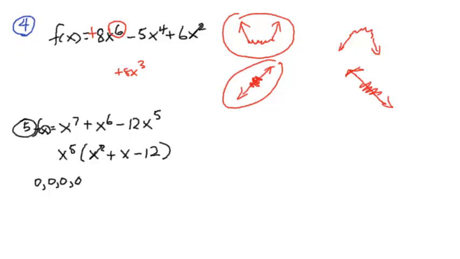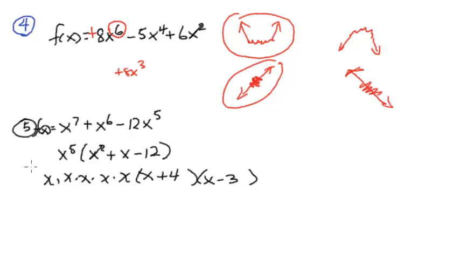Or, I'm sorry, let me back up here. Those are my zeros. They didn't ask for the zeros, they asked for the factors. So the factors are x times x times x times x times x times, and this can be factored to x plus 4 and x minus 3. So those are my factors. If they asked for the zeros, then I would have had 0, 0, 0, 0, 0, and negative 4 and positive 3.